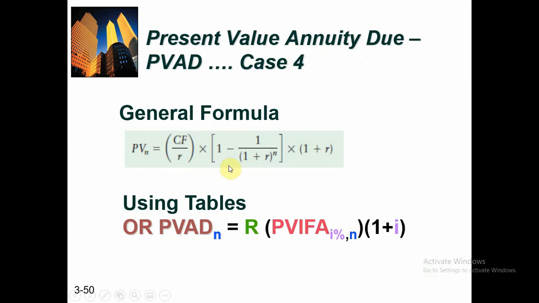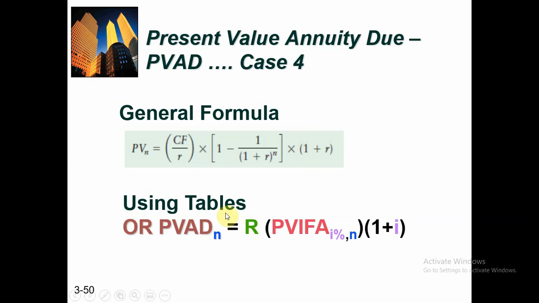This is similar to the previous formula. Simply, we add 1 plus r here. The other remaining equation is the same. And the same as in the future value, where we just add 1 plus r, in the present value we also add the 1 plus r.